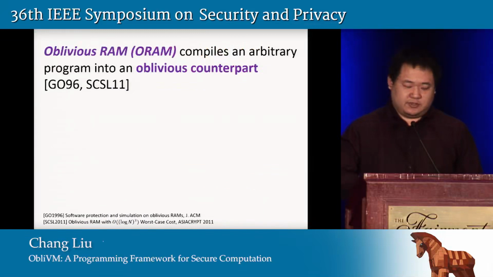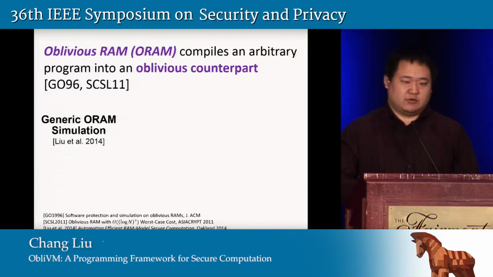A non-trivial solution that was first proposed in 2013 was to use oblivious RAM, or ORAM, which can compile an arbitrary program into its oblivious counterpart. Based on this idea, last year we presented our SCVM framework that does this work by simulating the generic ORAM, and we can show that we achieve asymptotic performance gain over our previous solution.